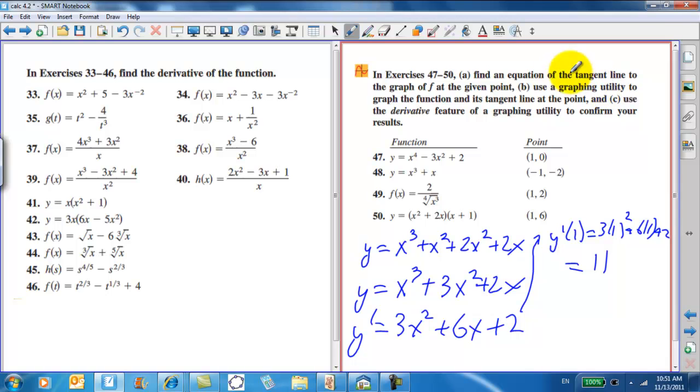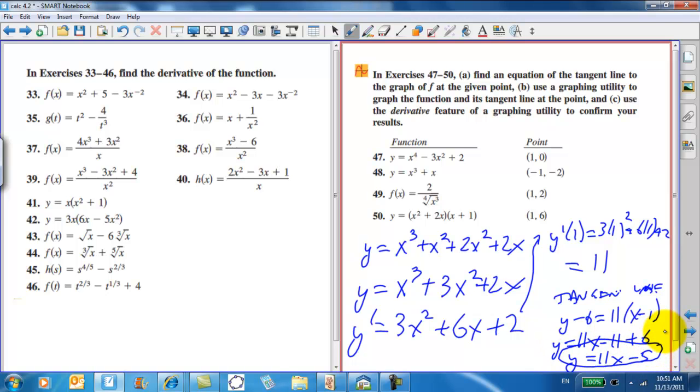And now it says find the equation of the tangent line, and we're going to check this against one of our pictures. So the equation of the tangent line, like the thing we did before, use the point 1, 6 and the slope of 11. So y minus 6 equals 11 times x minus 1. Or y equals 11x minus 11 plus 6. I'm just doing this so I can compare it with our calculator's answer. 11x minus 5. There you go.